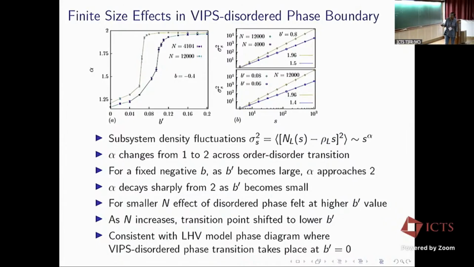Here we plot alpha as a function of the strength of the aligned bias for a fixed value of the reverse bias. We see that as N increases, the transition becomes sharper and also it shifts towards the zero align, B prime equal to 0 line, which is what we have shown in the phase diagram.